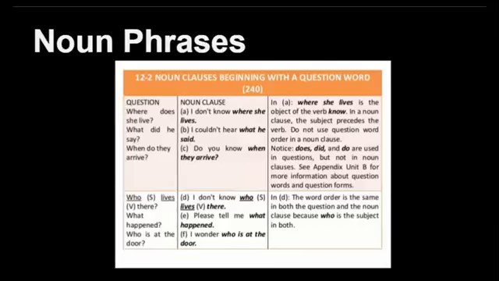I don't know what he said. Do you know what he said? Please tell me what he said. Do not use a question word in the noun clause, question word order. The next one, when do they arrive? That's your direct question. Do you know when they arrive? That's your indirect question.